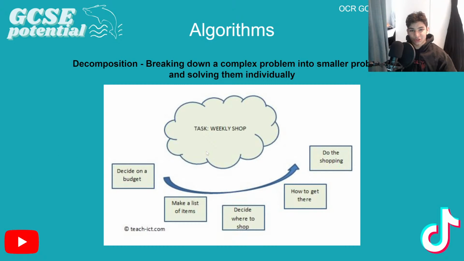So your task is you want to go on a weekly shop. You want to go to a shopping market. So you need to break this down into different problems. The first one is deciding on the budget. Then you need to make a list of items. Then you need to decide where to shop. Then you need to decide how to get there, and finally you actually need to do it. So decomposition is a pretty simple concept to understand.